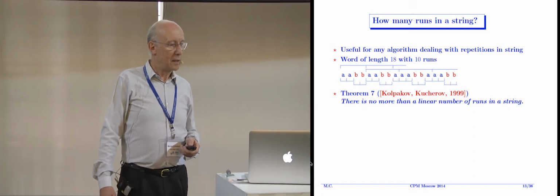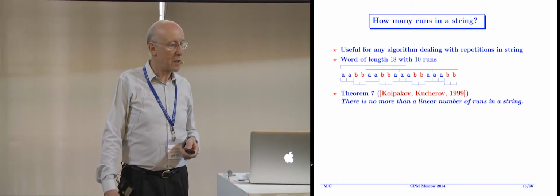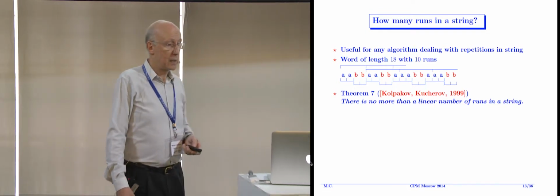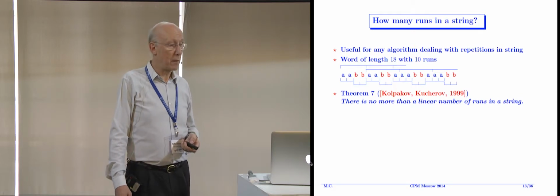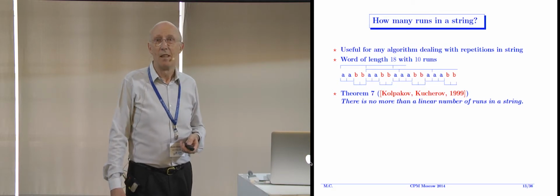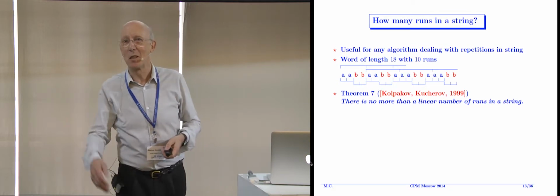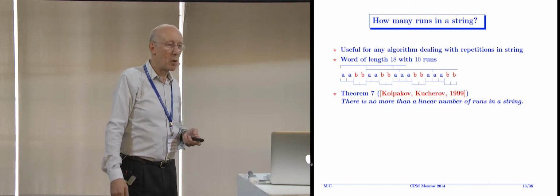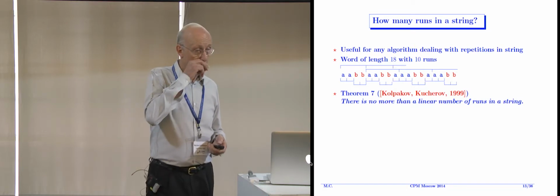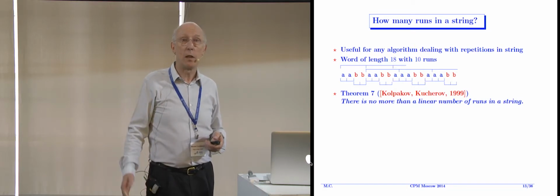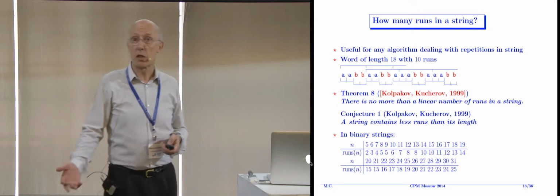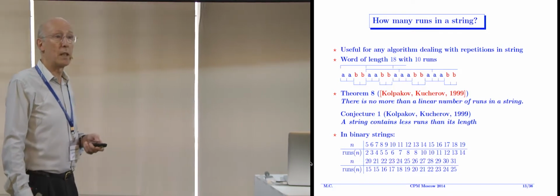Now, the question we'd like to discuss is how many runs can we have in a string? In this string, we have seen that we have 10 runs, and it has been proven by Roman and Gregory in the room that the number of runs is linear, bounded by something that is linear in the length of the string. And they conjecture that the number of runs is no more than the length of the string.